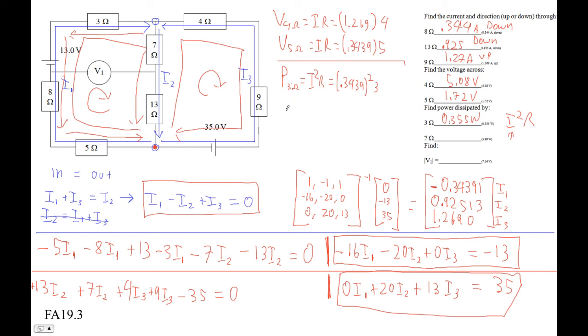All right, and then the power for the 7 ohm is going to be I squared R. And where's our 7? Our 7's in the middle. It's I2. I2 is 0.92513 squared times, it's a 7 ohm that we're looking at, right? Okay, so 0.92513 squared times 7. 5.991.